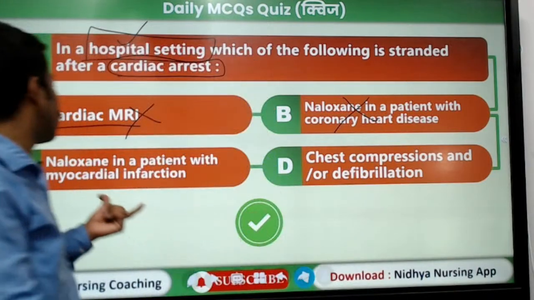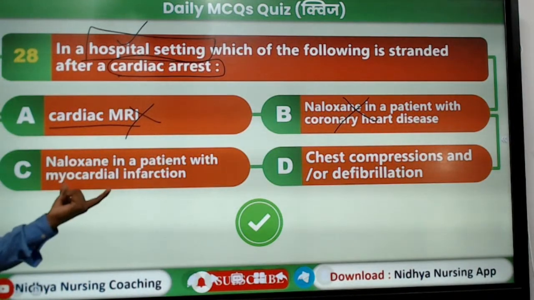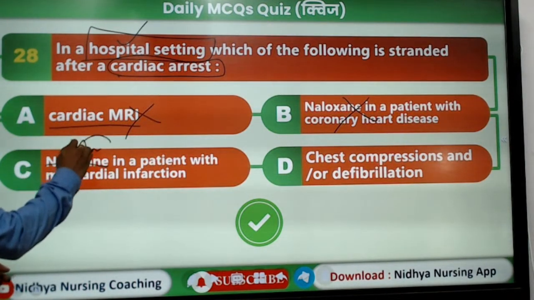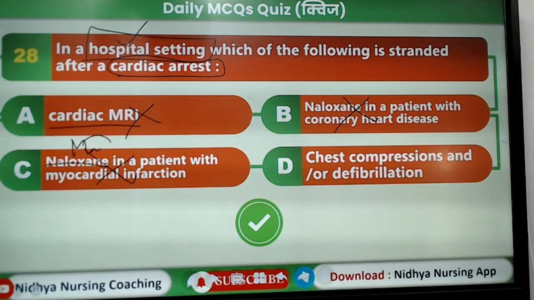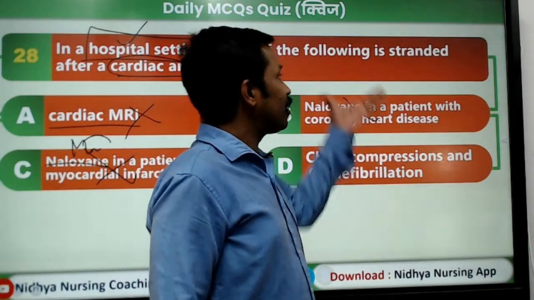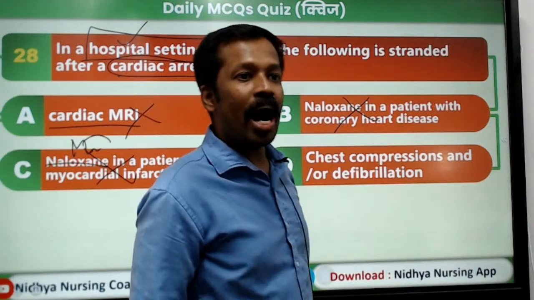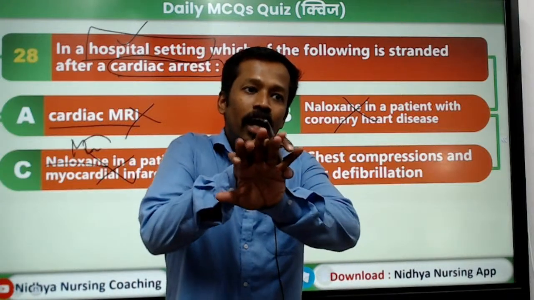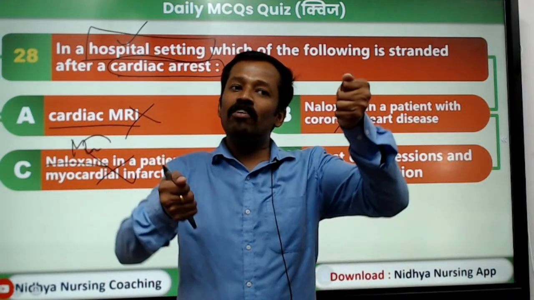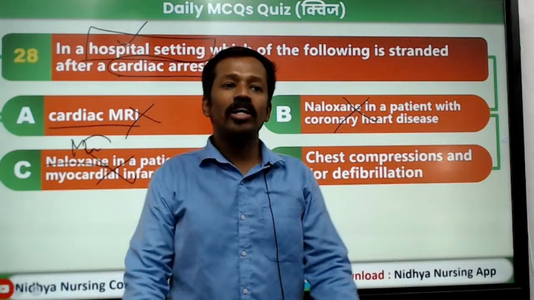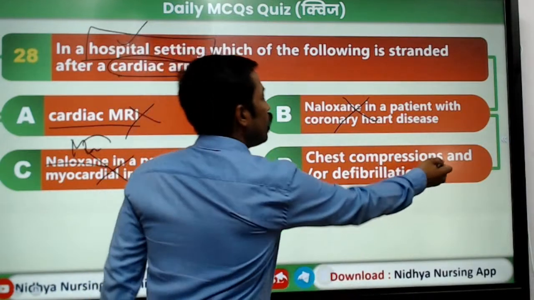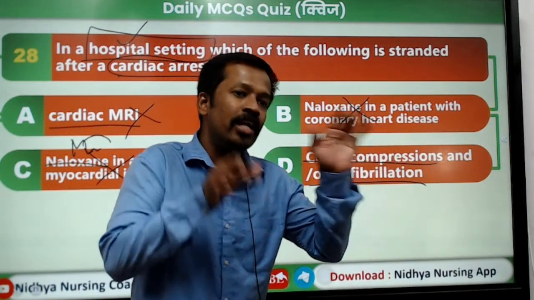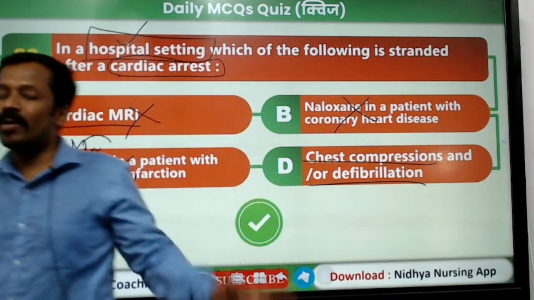And here, naloxone in a patient with myocardial infarction. It is not naloxone. We can also give morphine, but not for an arrest patient. The question is regarding cardiac arrest. For a cardiac arrest patient in a hospital, what will you do? We will start CPR and give a shock, defibrillation. So chest compression and defibrillation. Got it? So what is the answer?